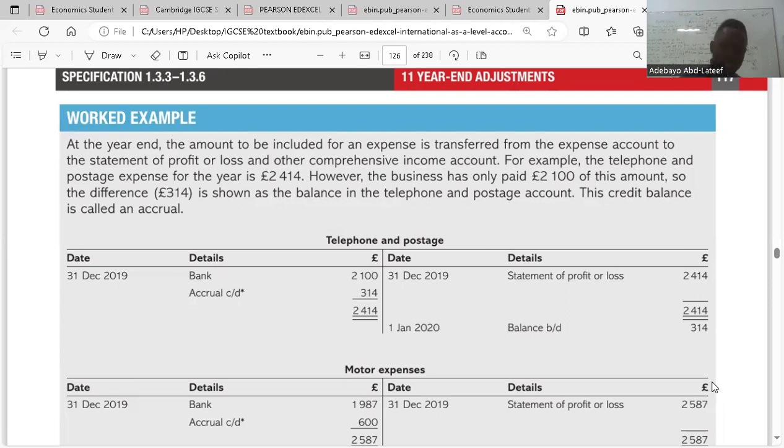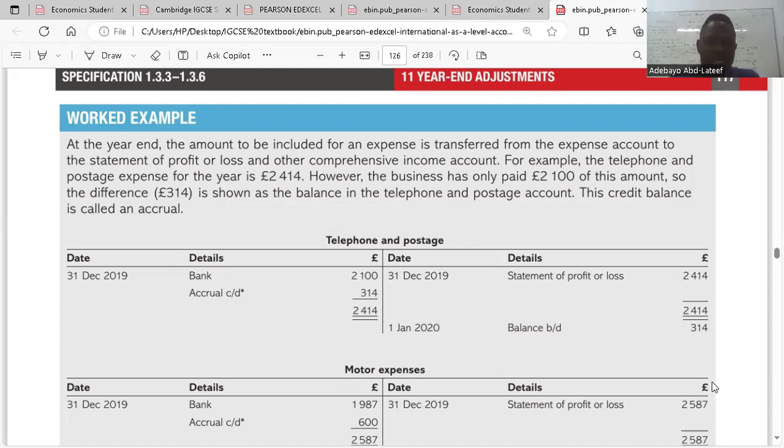So these are my expenses. We have accrued expenses on telephone and postage. The total expense is 2,414 pounds, but the business has paid 2,100. So in our statement of profit or loss, we're going to have 2,414. Then, how much is being paid? We credit the bank account for the amount being paid, and credit the accrued account for the difference between the amount being paid and the total amount being owed.